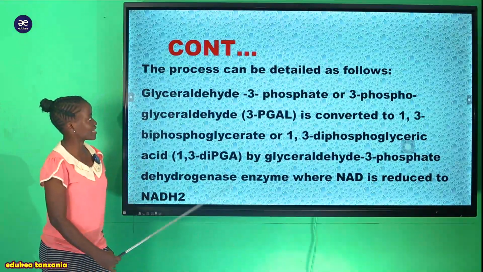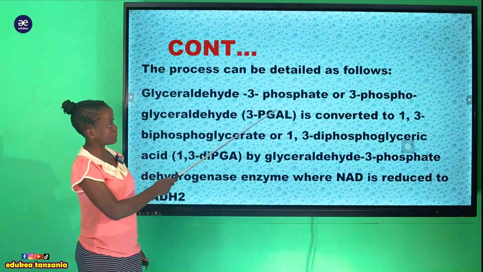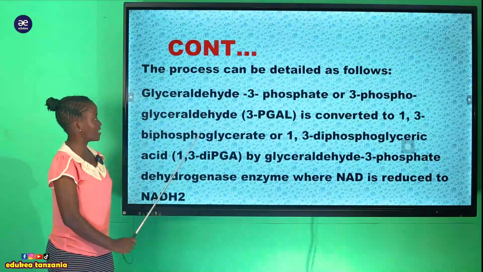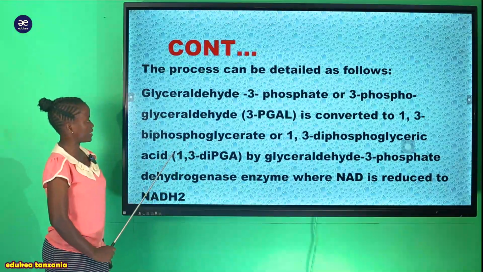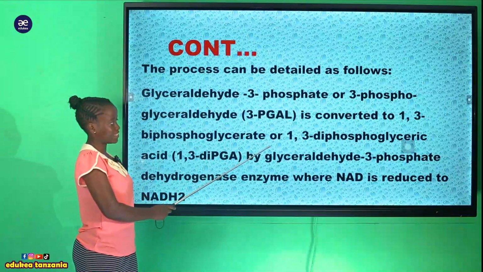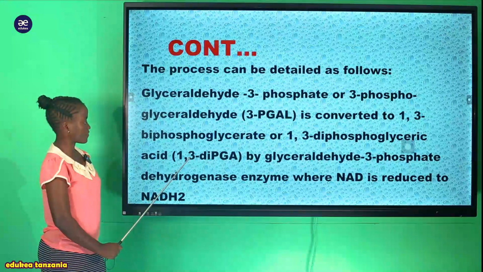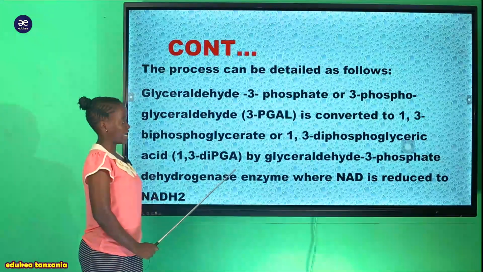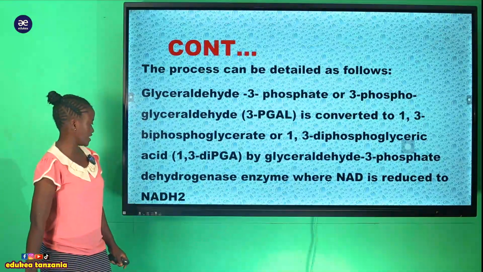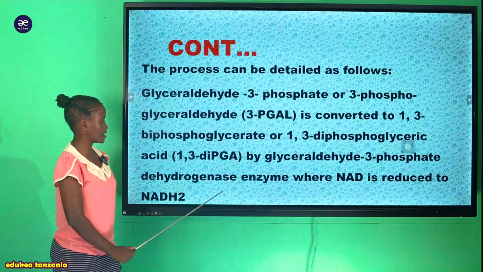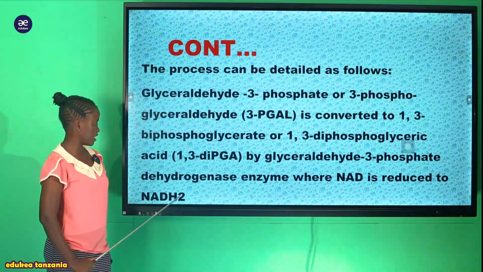And also the process can be detailed as follows. That is, the glyceraldehyde 3-phosphate or 3-phosphoglyceraldehyde, that is 3-PGA, is converted to 1,3-biphosphoglycerate or 1,3-diphosphoglyceric acid, which is 1,3-DPGA, by the glyceraldehyde 3 phosphate dehydrogenase enzyme, whereby the NAD is reduced to NADH.